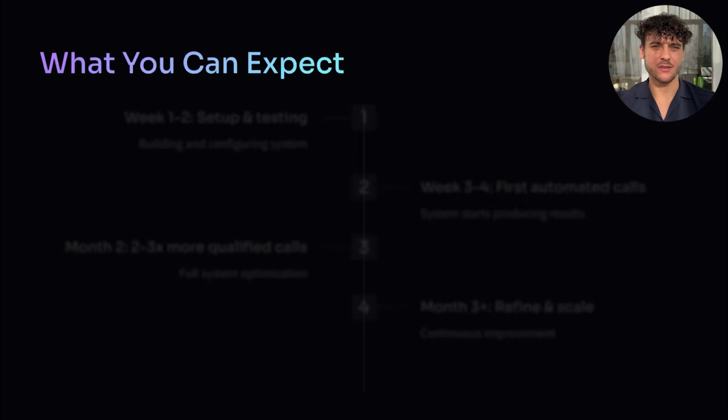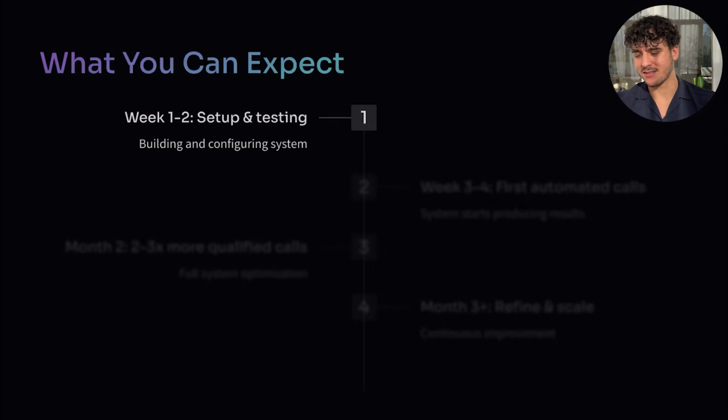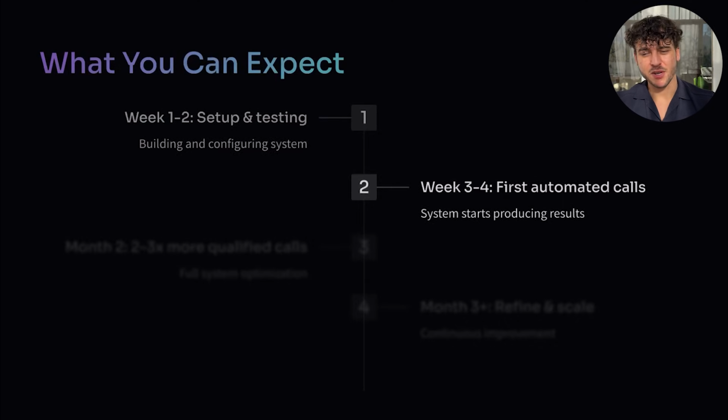Now, what can you expect from implementing this entire system in a timeline sort of way? In the first 1 to 2 weeks, we want to do setup and testing. This is where you build, configure the system, test it, get familiar with everything. Using the templates here, usually if you sit down for 1 day, you're going to be able to get it done. But even when you go live, there's going to be things to improve, which then brings us to week 3 to 4, which is going to be your first automated calls. Your system starts producing results. You have your first calls on your calendar that you actually never spoke to the person about.